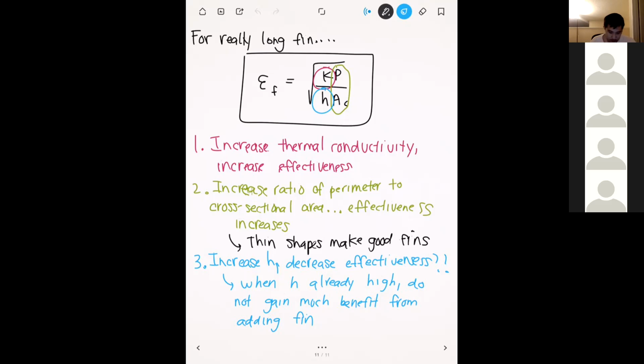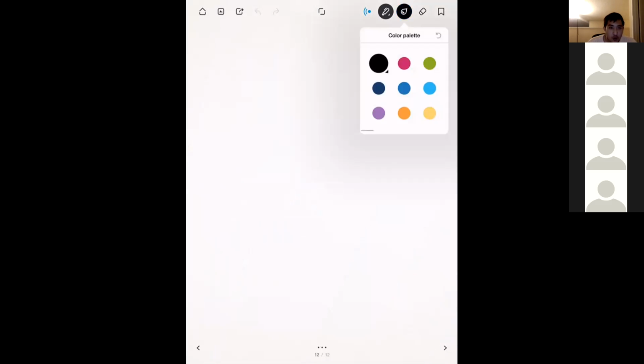Okay. All right. So that's effectiveness. That's one way to rate a fin's performance. Another metric that we can talk about is the fin's efficiency. All right. And so the formula for efficiency actually looks very similar to effectiveness. The symbol that we give efficiency is this symbol eta right here.